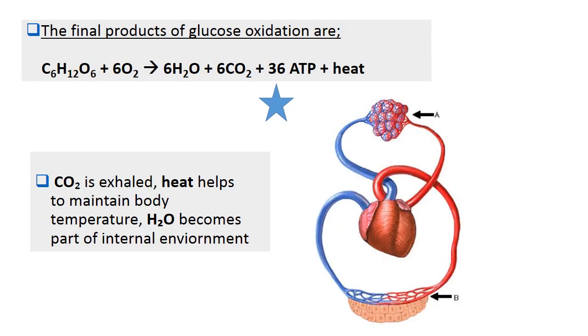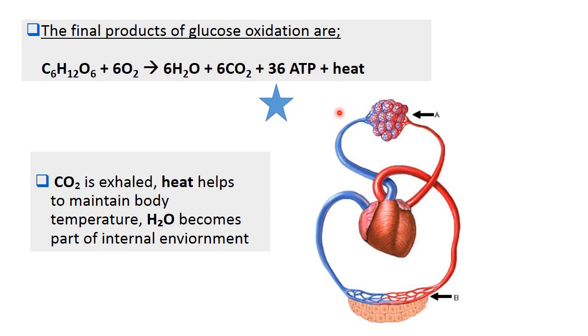So when we use glucose as a fuel in the body, we're going to start with glucose, we're going to use oxygen, and we're going to end up making water, which stays as it becomes part of the internal environment of the body. We're going to make carbon dioxide that needs to be breathed out. We're going to make 36 ATP from one glucose molecule, so this is our energy source now that we can use for other cellular processes, and we make a lot of heat that helps to maintain the internal temperature of the body.